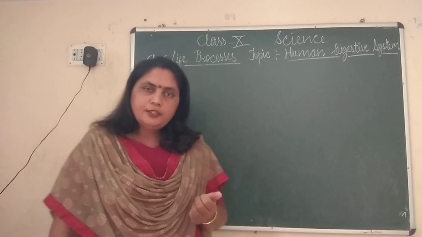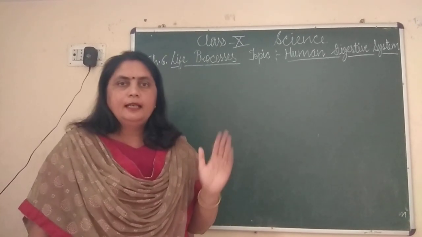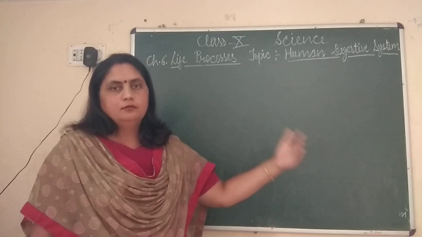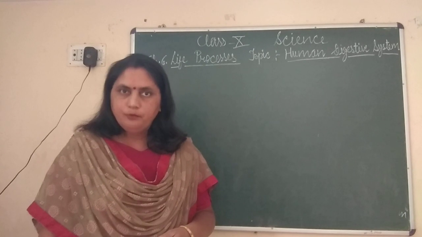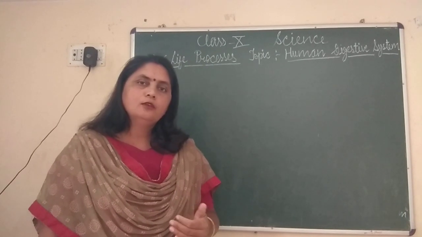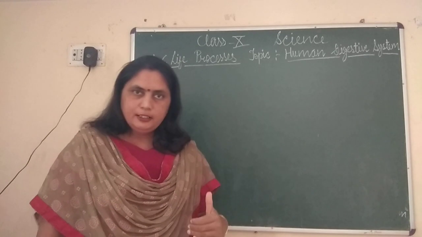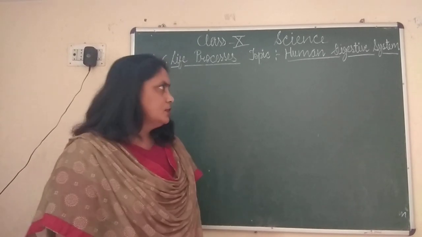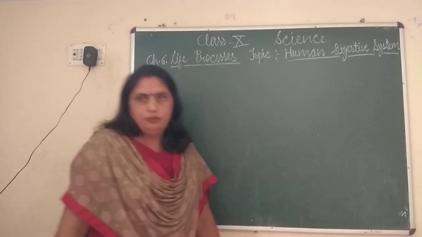Next comes absorption. Absorption means to absorb the digested food, and assimilation, to transport the digested food to every cell of our body. Egestion, throwing out waste which is left behind after digestion. Okay, so these are the 5 steps under which we will discuss the human digestive system also.